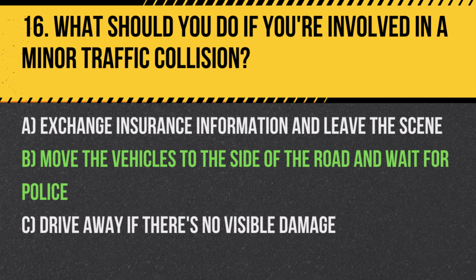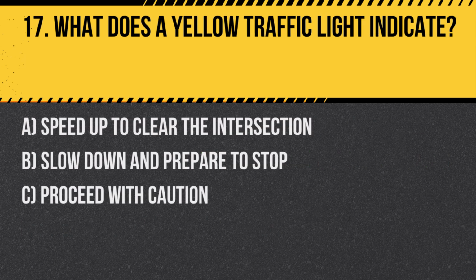In the event of a minor traffic collision, you should move the vehicles to a safe location, exchange insurance information, and wait for the police to arrive. Question 17. What does a yellow traffic light indicate? A. Speed up to clear the intersection. B. Slow down and prepare to stop.